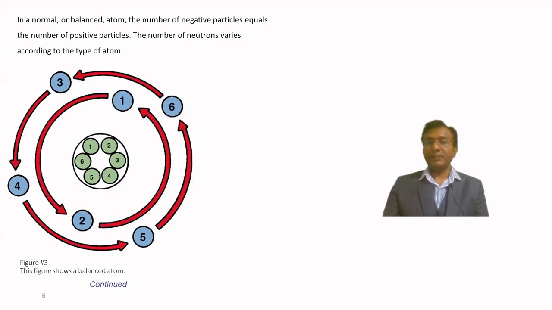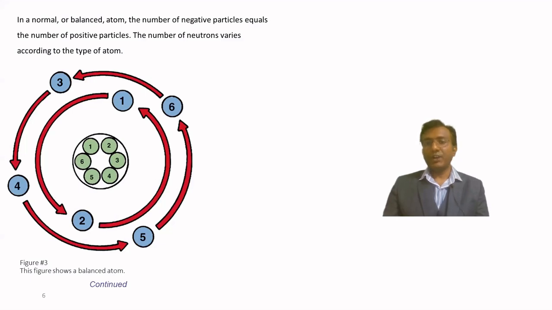In a balanced atom, the number of negative electrons equals the number of positive protons. This balance is crucial for the stability of the atom. Think of it like balancing the wheels of a car. Just as balanced wheels are essential for a smooth ride, balanced atoms are essential for stability.